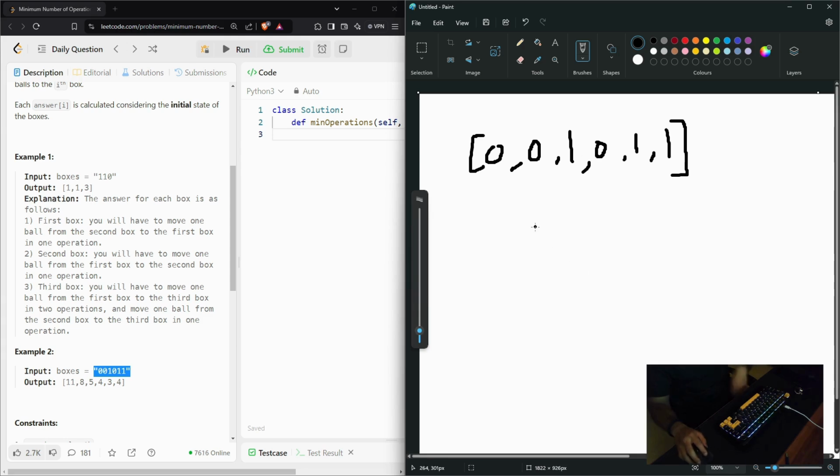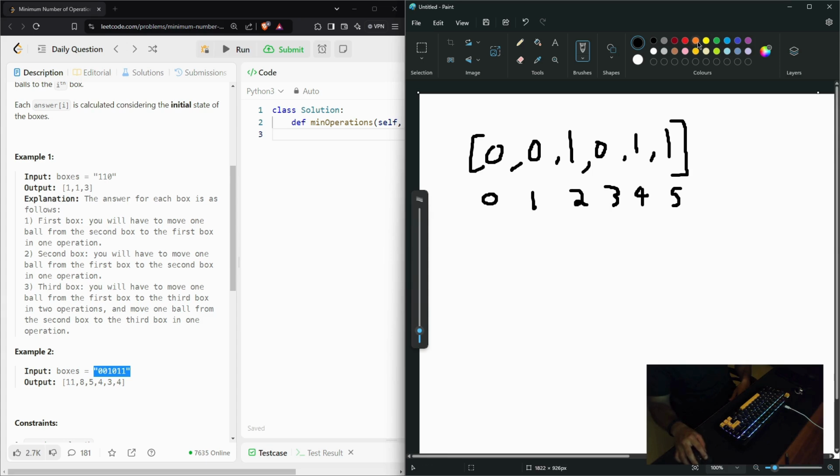What they want us to do is, for each index, find out what operation it is going to take us to move all the balls. Here the balls are represented by 1. So here at index 2, 4 and 5 we have one ball each, and we need to move these balls to all of these indexes, and then find the minimum number of operations required.